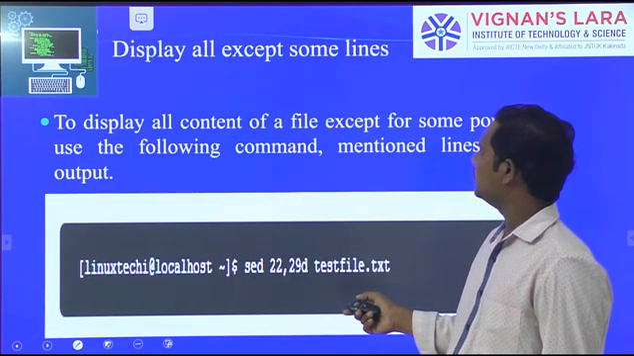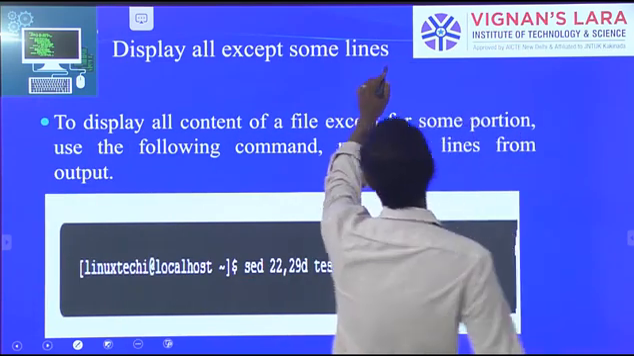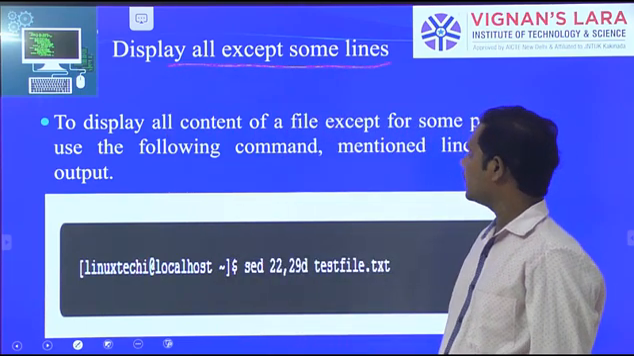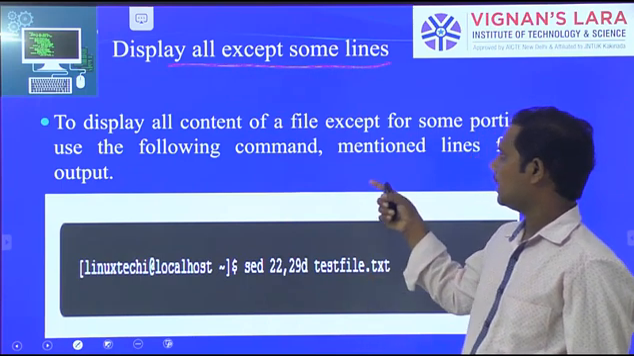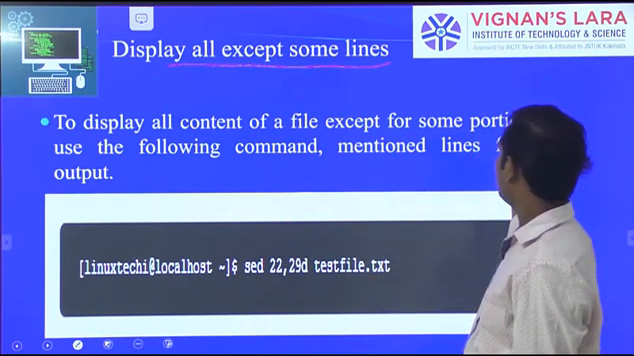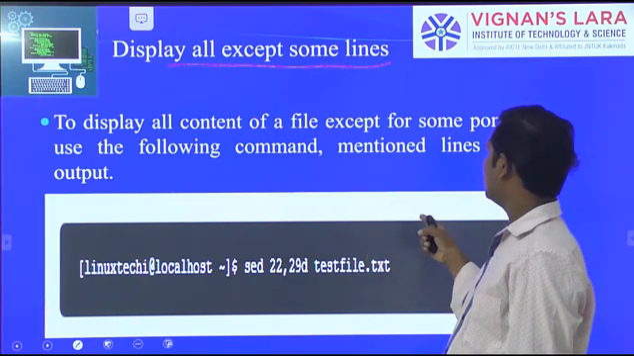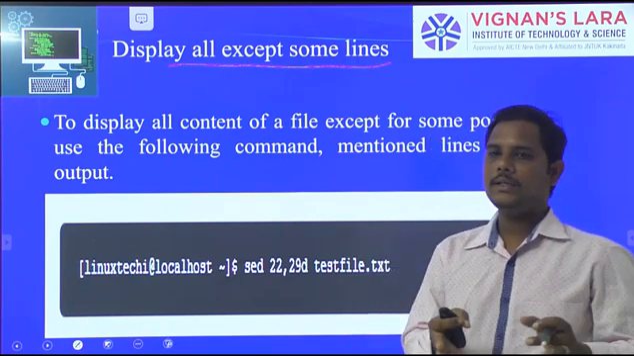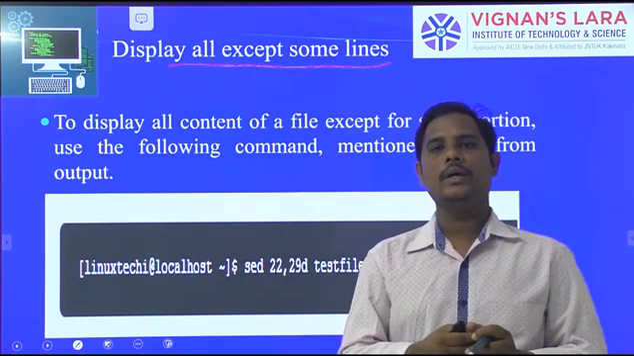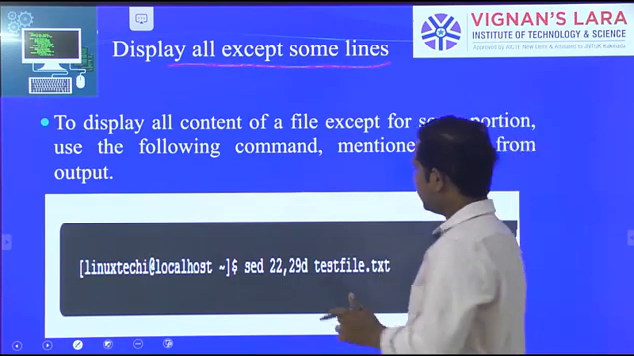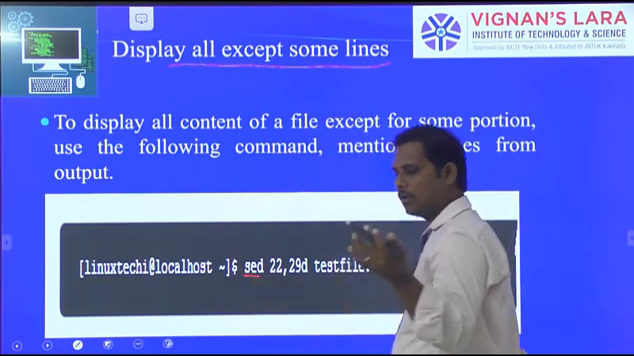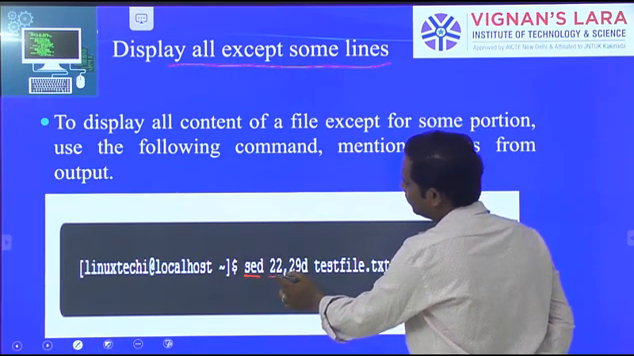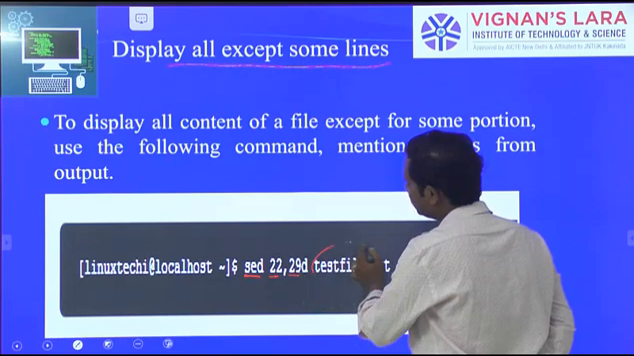Next, display the expected lines, whatever lines you want. Here we display all the content of the file except for some portion. Use the following command, mentioning the lines to exclude from the output. If you want only some lines, the remaining lines we have to remove or delete. That's why here there is no option n. So sed, space, 22,29d: lines deleted, remaining lines displayed.